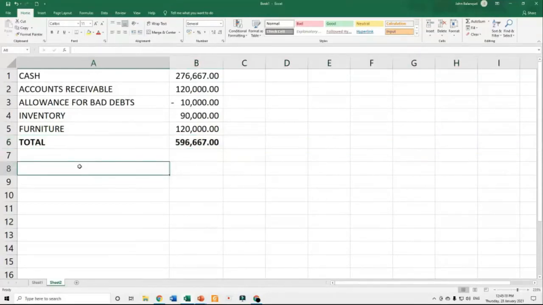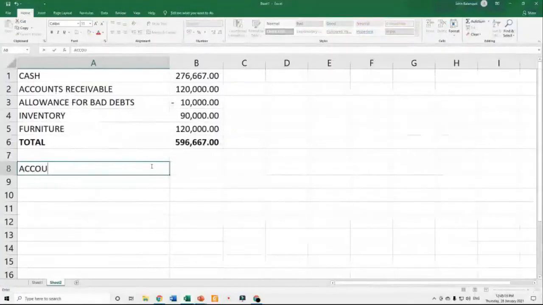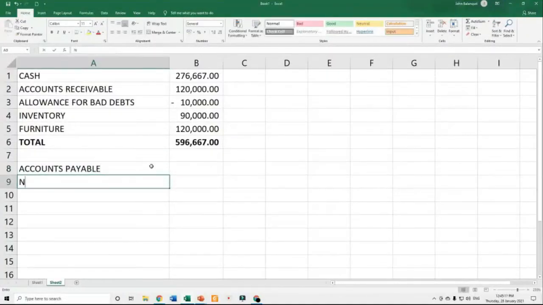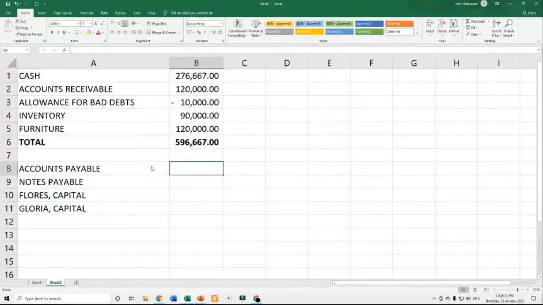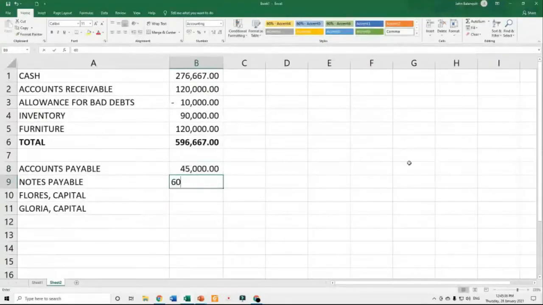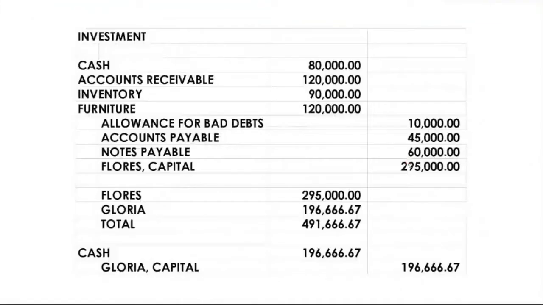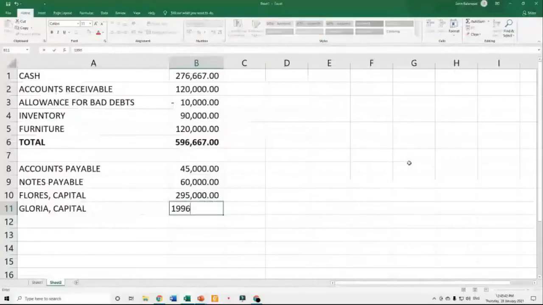Okay. Next, we go to the liabilities. We will start with accounts payable and notes payable. Then we will have Flores Capital and Gloria Capital. Okay, so accounts payable will be the same. That's 45 and then 60,000 for the notes payable. Flores Capital will be 295. Then this is going to be 196,667.